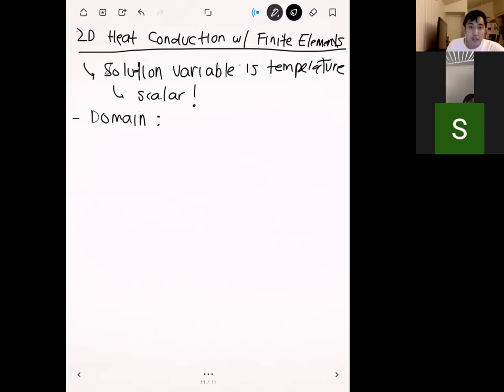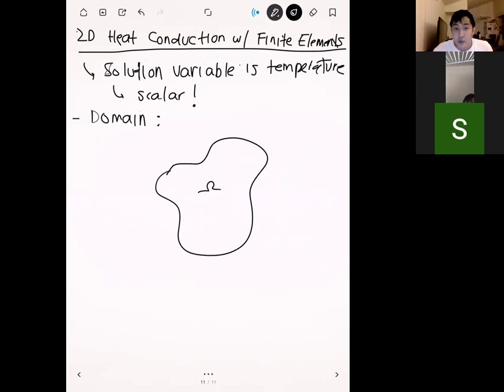Let's talk about how we characterize our domain. Since we're in 2D, we can have any kind of arbitrary 2D domain. It doesn't have to be a blob. I just draw a blob to illustrate that it's arbitrary. Again, just like on the previous page, we're going to use the symbol omega to denote the interior of the domain.